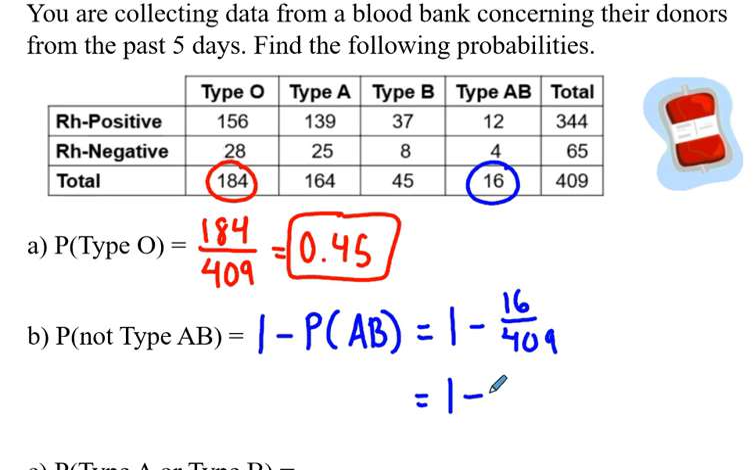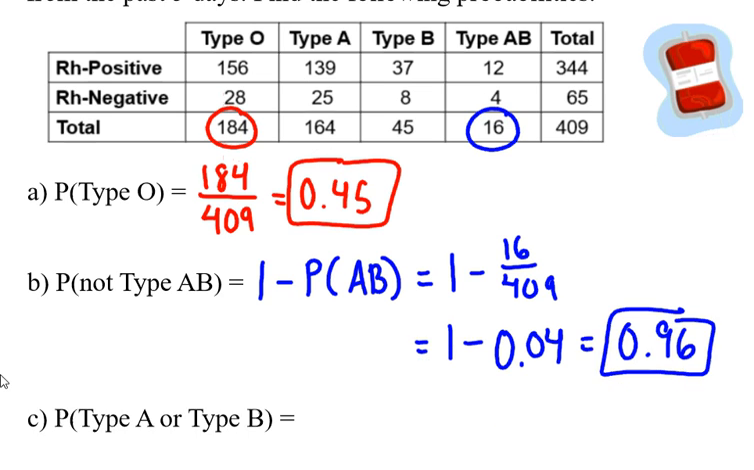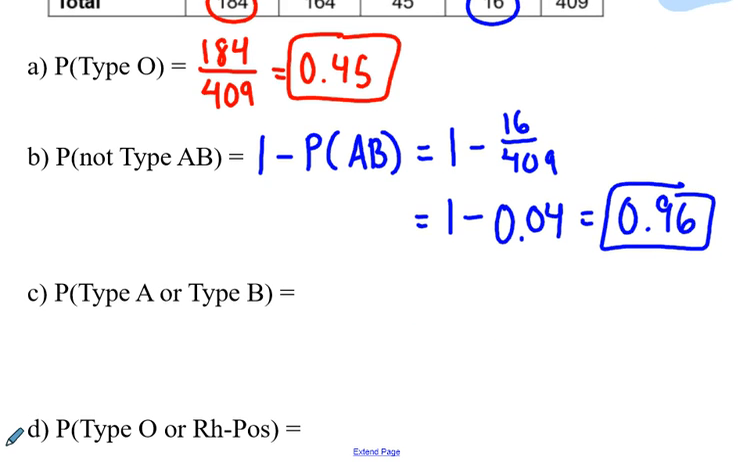16 out of 409 is about 4% of the population. So 4% of the population have AB blood, which means 96% of the population does not have AB blood. And that's the benefit of using the complement here when they ask about not. This is where we're going to use our addition rule.